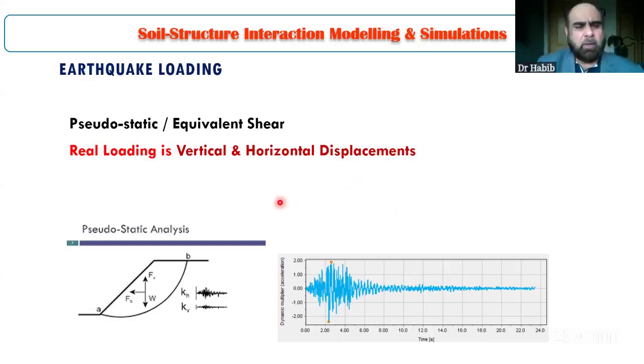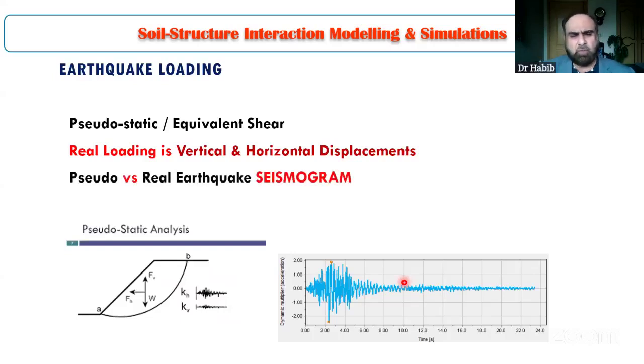But the real earthquake loading is in the form of vertical and horizontal displacements, and we can see these components over here. We call it a real earthquake seismogram. So I think the difference between the two extremes is obvious: in the first one, we are just considering a static horizontal force, and in the other one, we are applying a real earthquake seismogram, or basically the complete history of horizontal and vertical displacement of the soil.